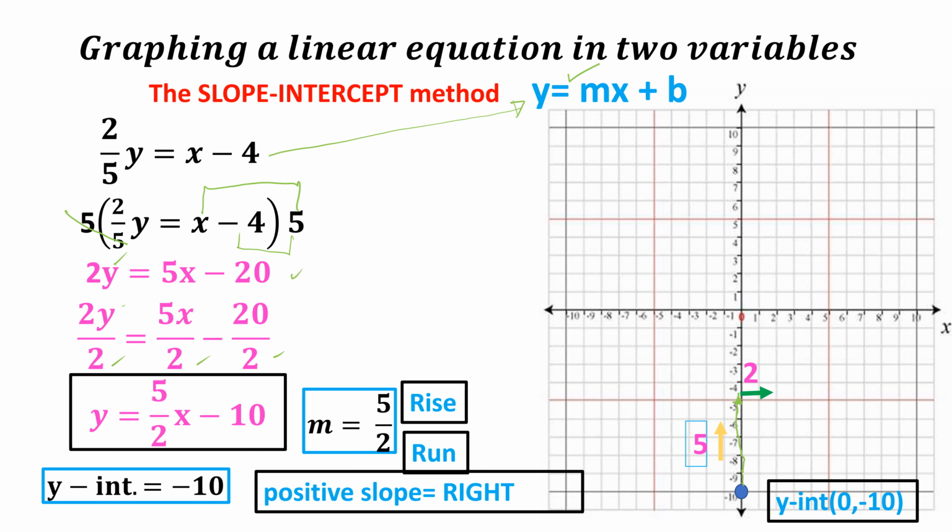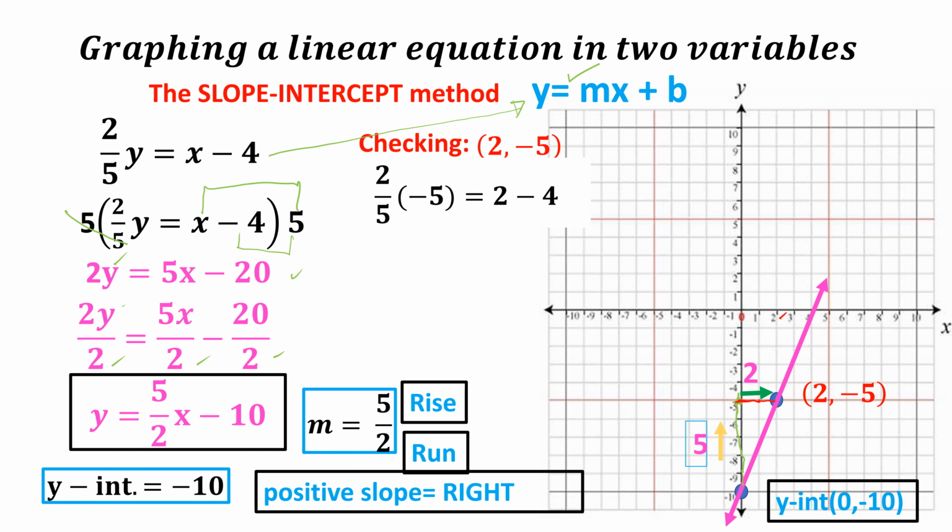And since the run is 2, we need to go to the right 1 and then 2, and there is the second point. So to connect the points, the name of the point is 2, negative 5. So plotting it, that's it. We are now connecting the 2 points, and the same thing, we need to check if our graph is correct using the 2, negative 5.